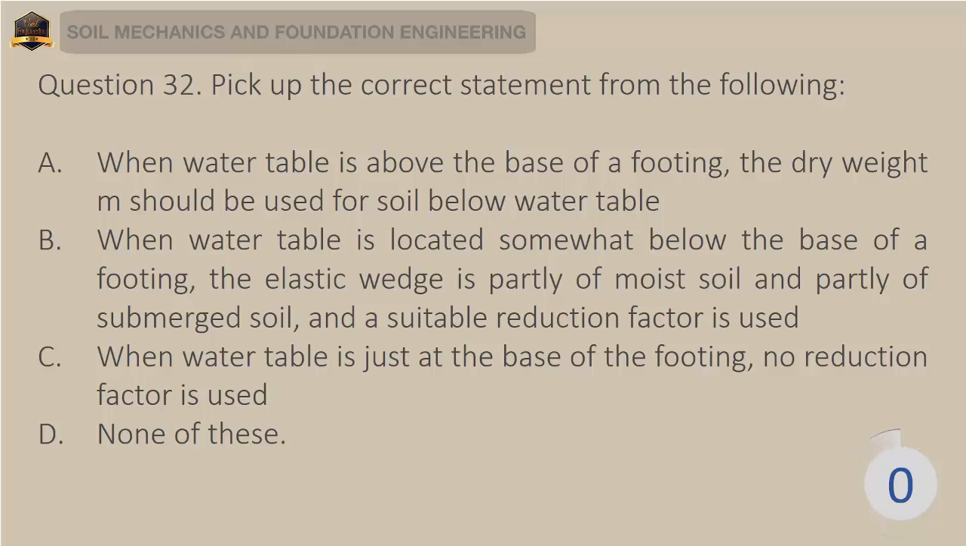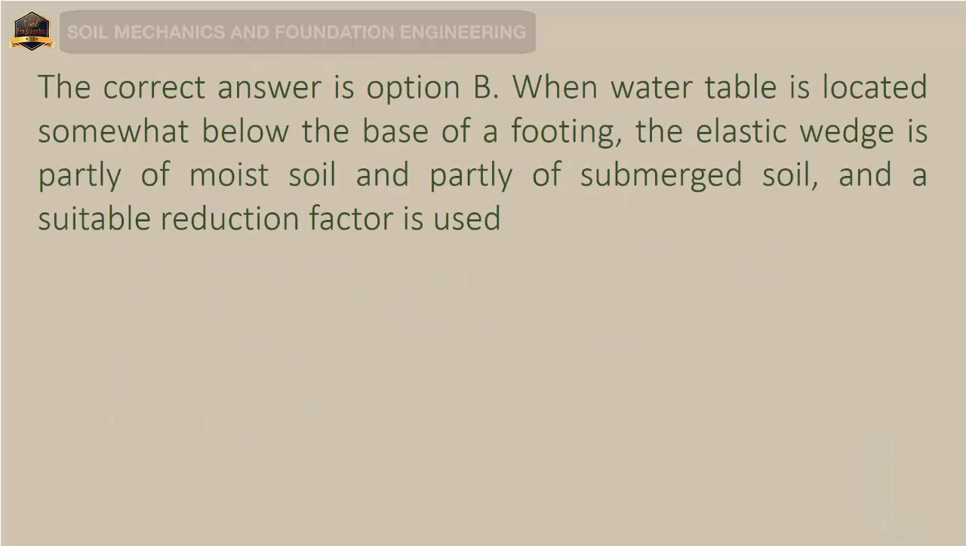The correct answer is option B. When water table is located somewhat below the base of a footing, the elastic wedge is partly of moist soil and partly of submerged soil, and a suitable reduction factor is used.